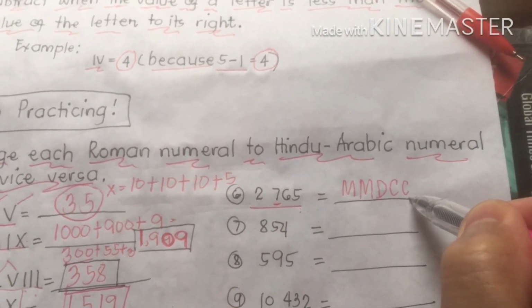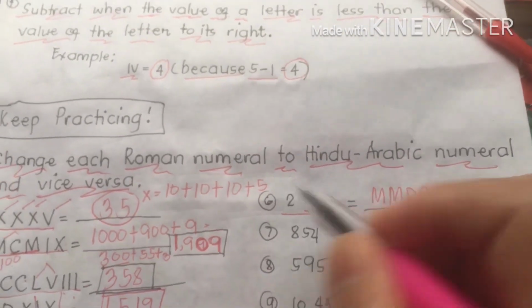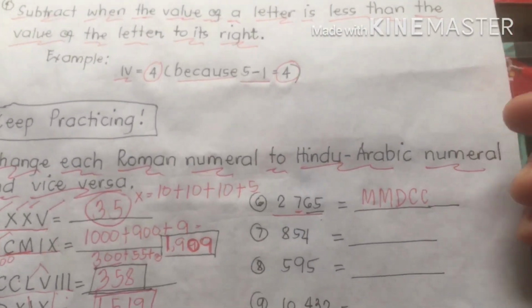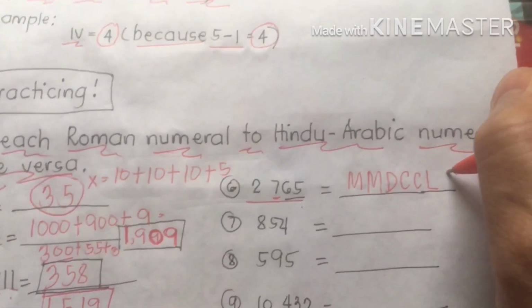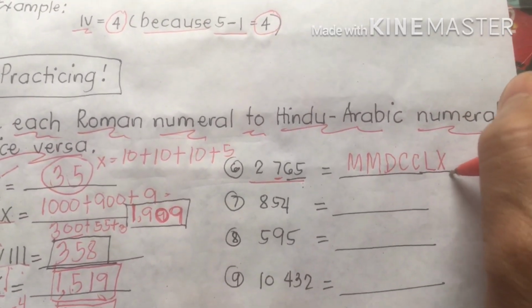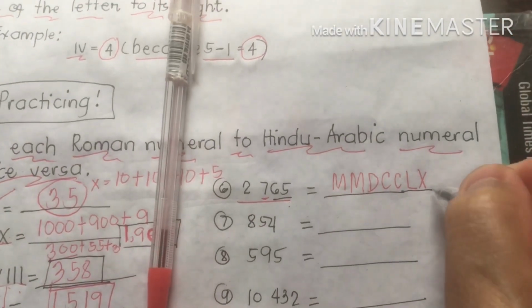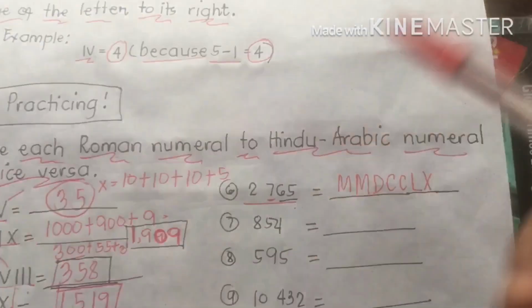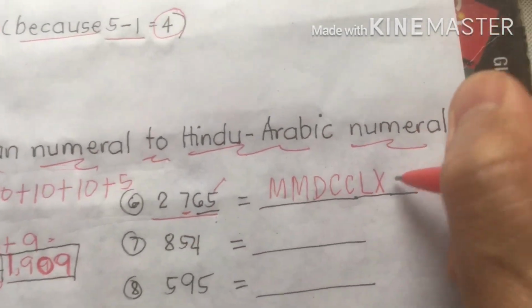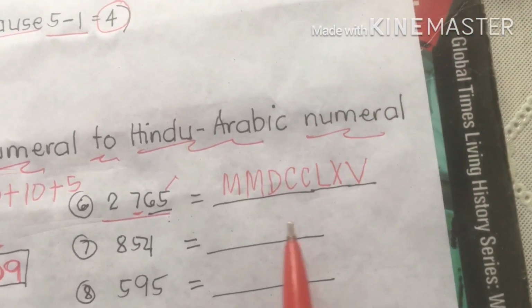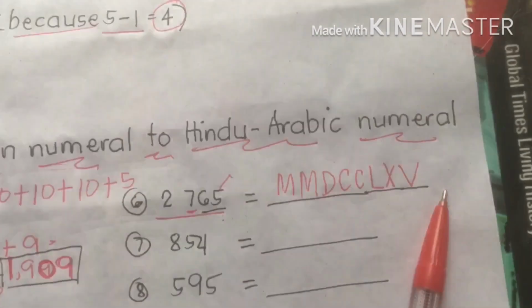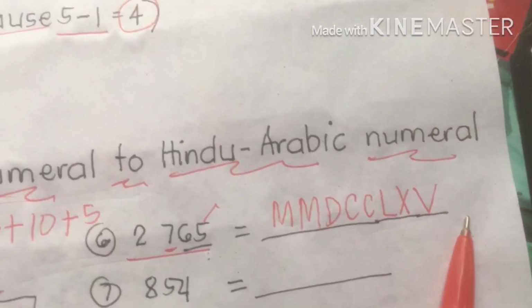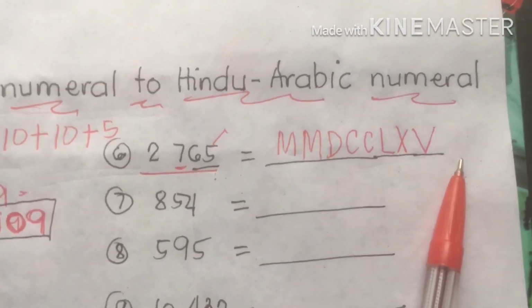So this one, guys, 2,700. So next is 65. So we're going to write L, it stands for 50. Then X stands for 10, that's 60. Then we're going to add V for 5. This is the Roman numeral for 2,765. Okay, that is very good, guys.